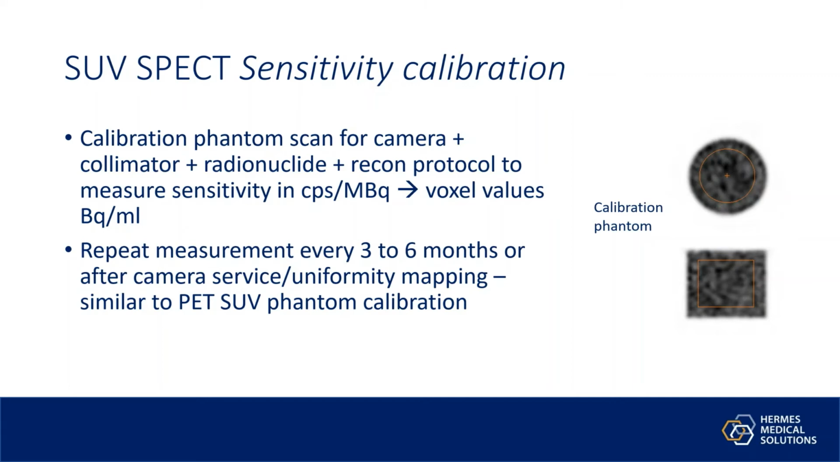We recommend that you repeat this measurement every 3 to 6 months, or after a camera service, or after uniformity mapping, just as you would do for a PET SUV phantom calibration.